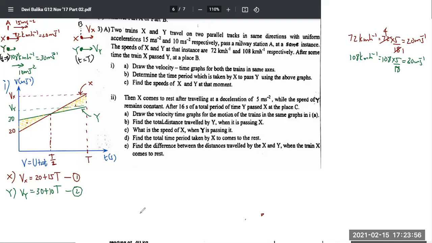Okay, right. So let's see if we can finish it off quickly. When the trains meet, displacements are equal.